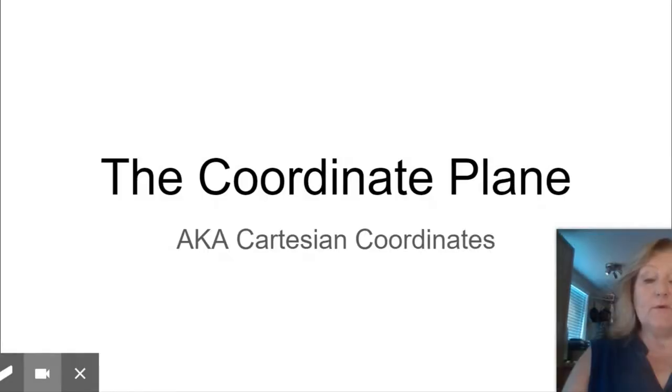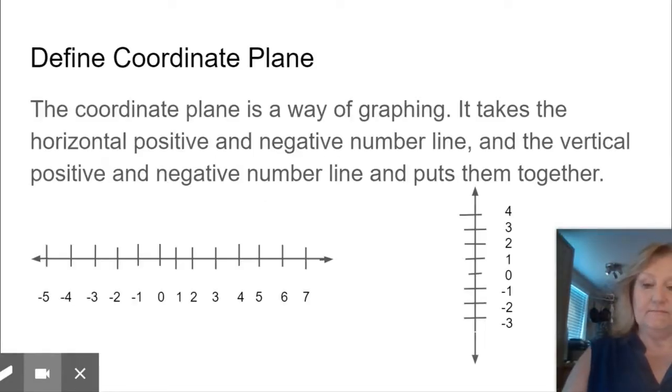Now we're going to talk about the coordinate plane, which is also known as Cartesian coordinates. So the coordinate plane is a way of graphing. It takes the horizontal positive and negative number line and the vertical positive and negative number line and puts them together. So we talked about these number lines.